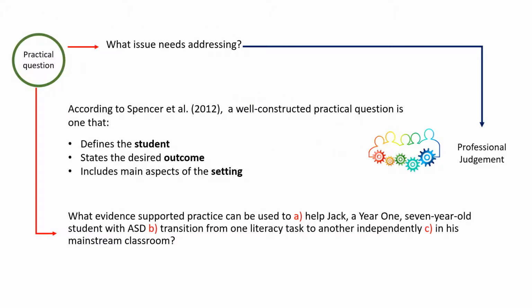Once a specific need has been identified, a practical question can be formed. According to Spencer et al., a well-constructed practical question is one that defines the student, states the desired outcome, and includes main aspects of the setting. So, the practical question: what evidence-supported practice can be used to help Jack, a Year 1 7-year-old student with ASD, transition from one literacy task to another independently in his mainstream classroom?